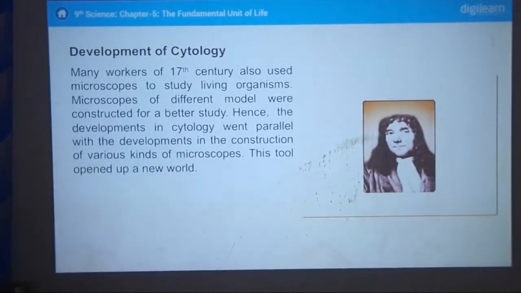Field workers of the 17th century also used microscopes to study living organisms. Microscopes of different models were constructed for a better study. Hence, the developments in cytology went parallel with the developments in the construction of various kinds of microscopes. This too opened up a new world.